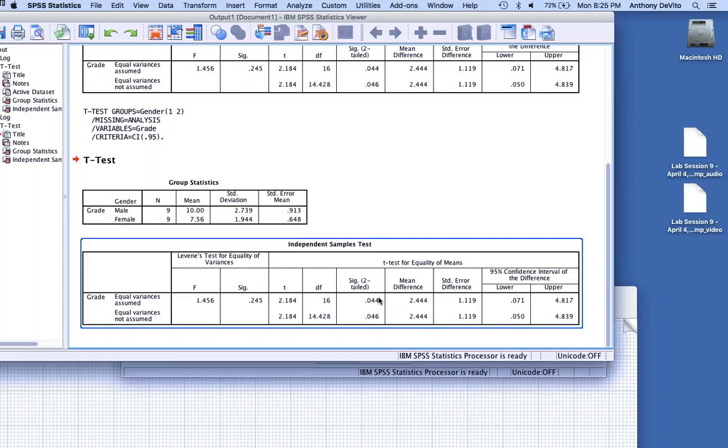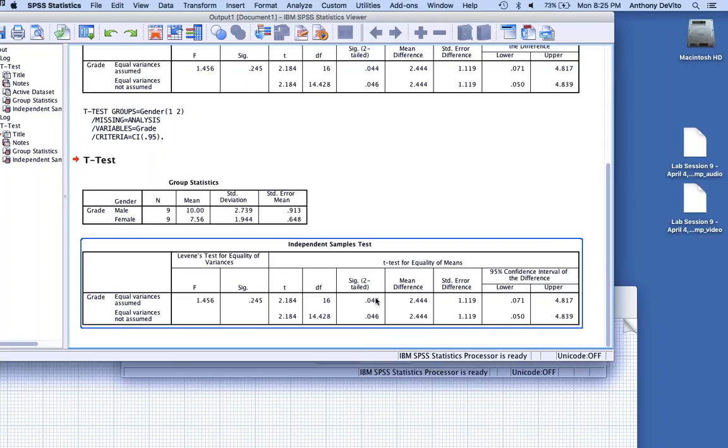Remember, the null hypothesis, 2 means are the same. So we reject the null hypothesis and we accept the alternative hypothesis. Had the significance been bigger than 0.05, we would have said we failed to reject the null hypothesis. We don't say we accept the null hypothesis. We don't know if it's true. All we know is we failed to reject it.